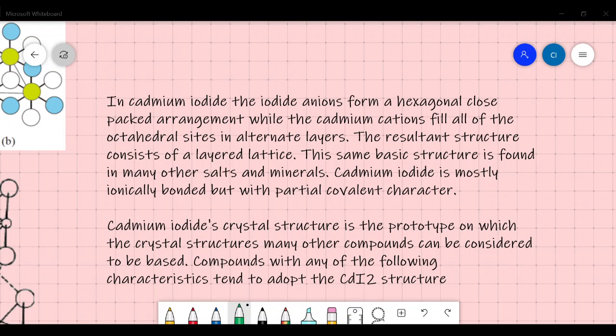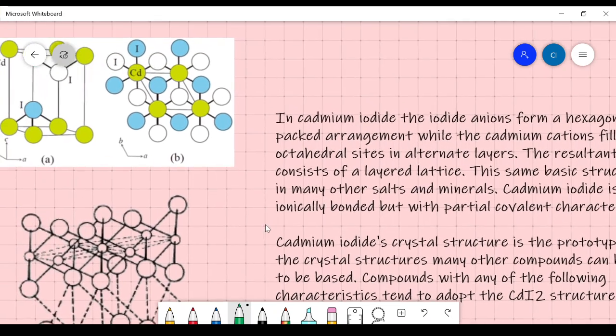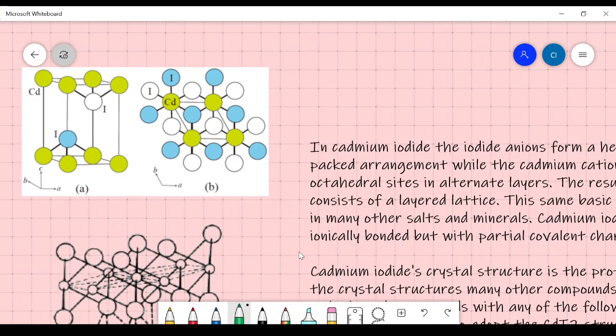Okay, so let us look into the cadmium iodide structure. In the previous class, we saw the structure of nickel arsenide, and you can just find out the difference between these two. And it is very important that we remember to draw the structure. We get marks in the examination. So here is the structure.